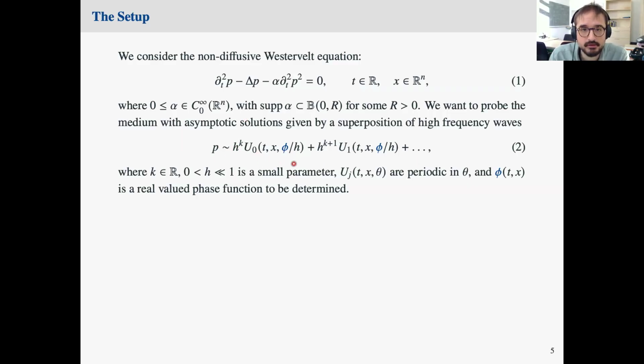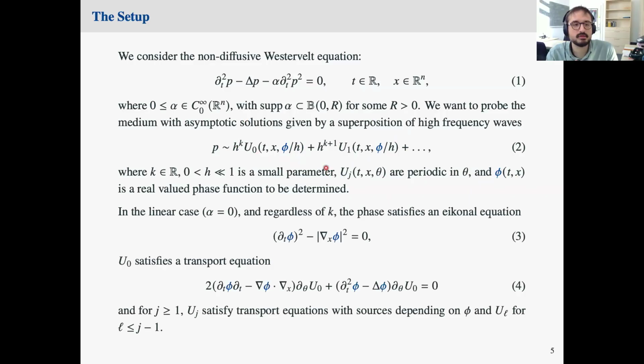Here, those waves are periodic in the last variable. This is 2 pi periodic. And h is thought of as a small parameter. And the phase has to be determined. So if you're in the linear case, if you have alpha to be 0, then regardless of what the k is, the phase satisfies an eikonal equation.